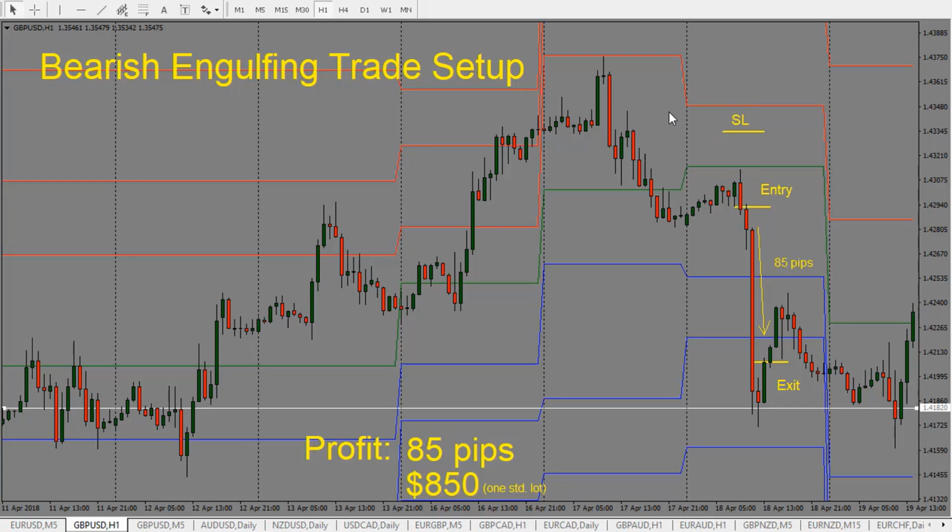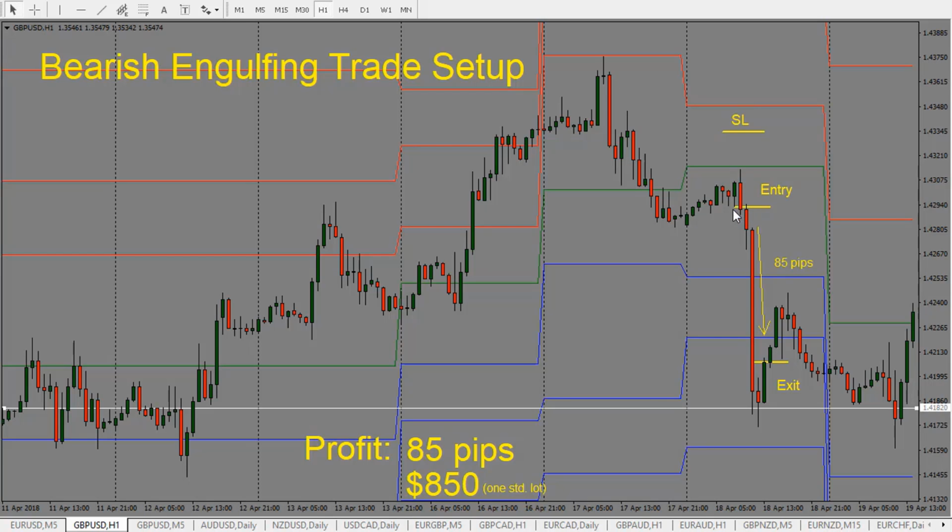So just to recap here, we're looking for a bearish engulfing trade setup. This is our bearish engulfing candle close here. Once we see the bearish engulfing candle close, we enter the trade short. Our stop can go either on the other side here, just making sure there's enough room for the trade to breathe, or it can go on the top here, just on the other side of our swing high.